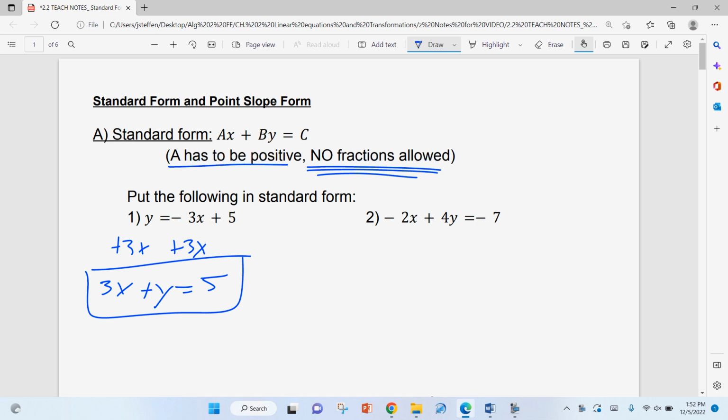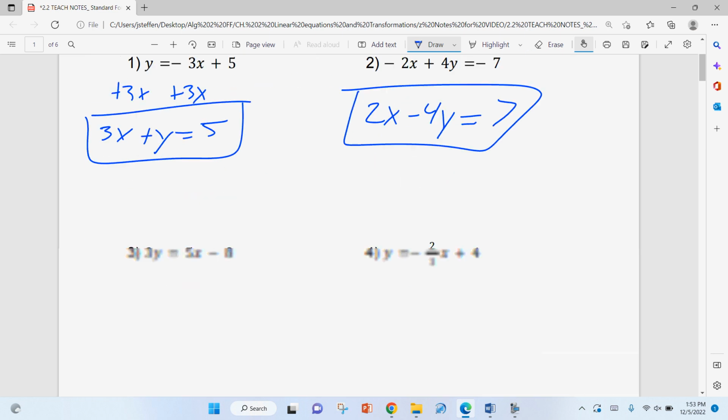Number 2 here. It looks like it's in standard form because the x comes first, then the y is equal to a constant, whole number. But your first number cannot be negative. If your first number is negative, technically you can multiply everything by -1, both sides, but really all that does is change every sign. So I change my -2 to a +2, my +4 to a -4, and my -7 turns into a +7. Now that's in standard form.